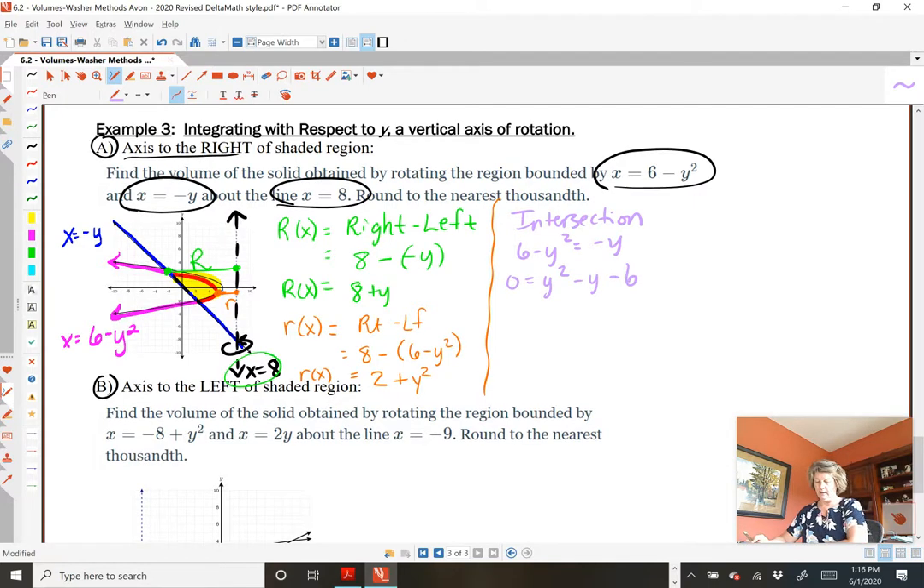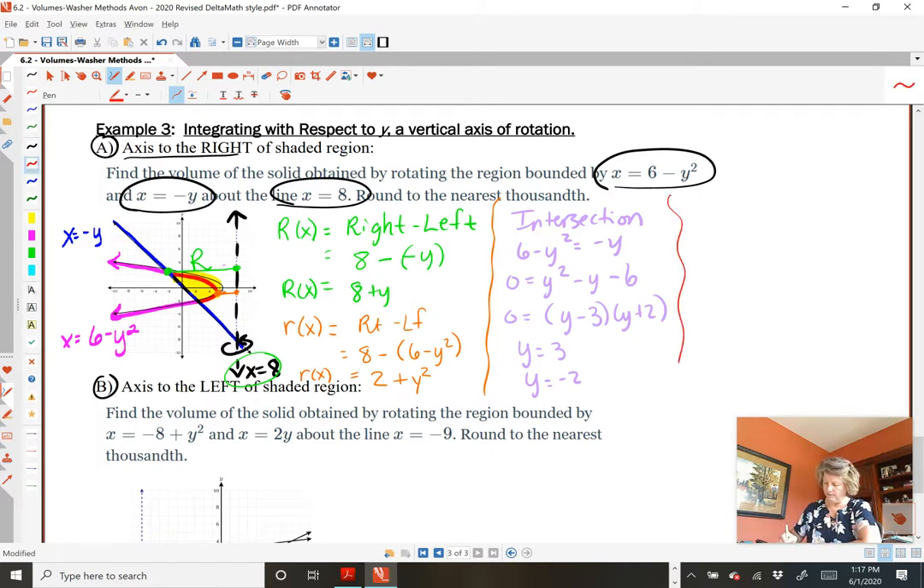So I'm going to end up with y squared minus, oh, this is factorable. Nice. Y minus 3, y plus 2. That gives me y equals 3 and y equals negative 2. Believable, right? This looks like it has a height of negative 2, and this other intersection looks like a height of 3. So I'm jiving with that. That looks good. All right, let's go calculate now the volume.